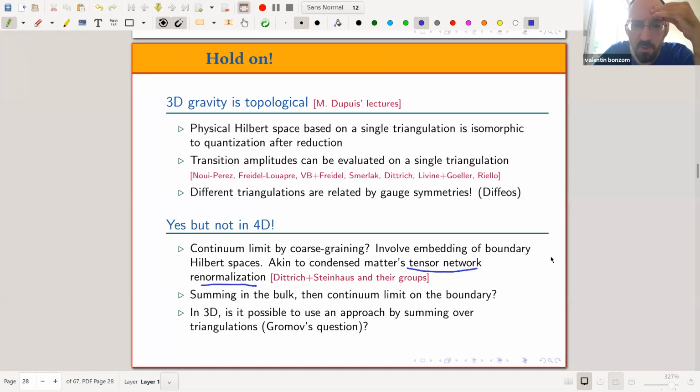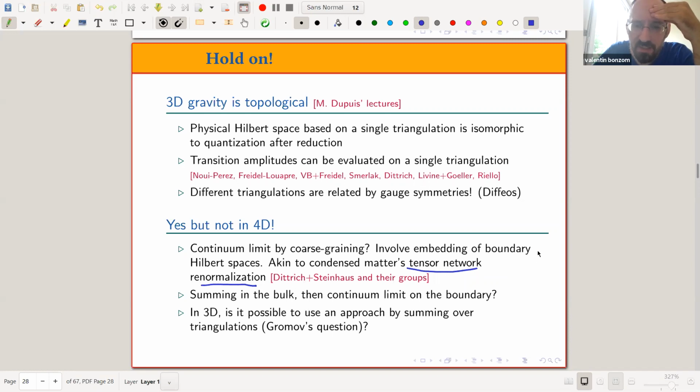I'm sorry. So other questions are, if we think about spin foams, we have to sum over spin foams in the bulk, but then what do we do on the boundary? Because we want to recover some continuous picture, like a metric picture. So we also have to take some kind of continuum limit on the boundary, and that's what I was mentioning from the work of Bianca Dittrich and Sebastian Steinhaus. So I think it's a good question.